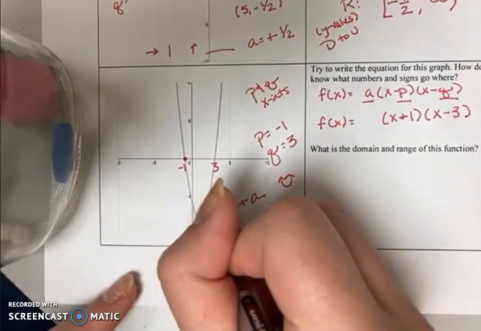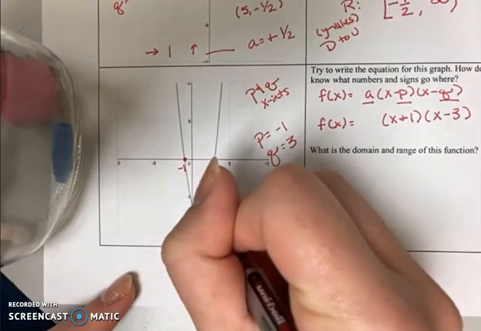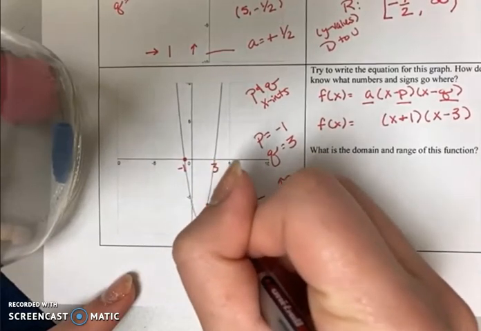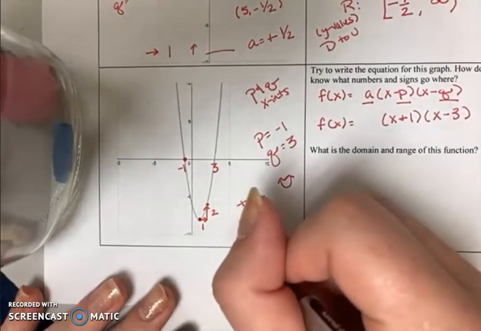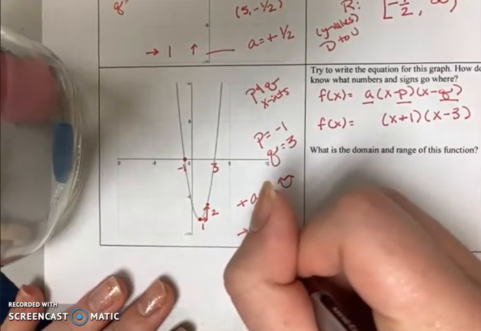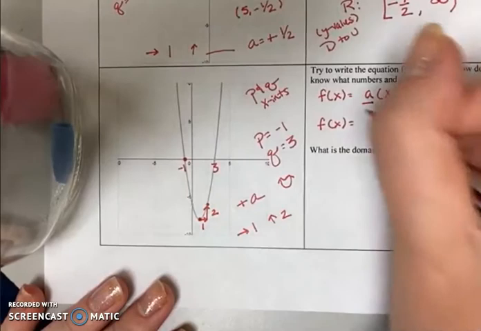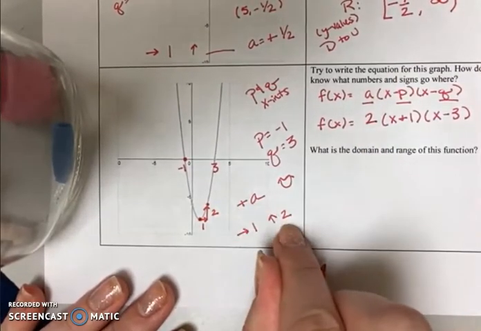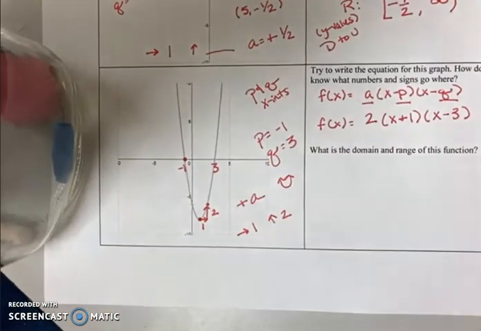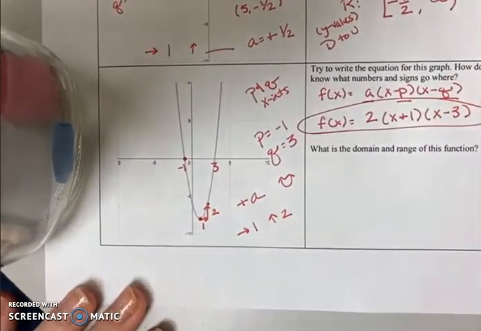So if I move 1 unit to the right, I want you to notice that to get from this point to this point, I have to move 2 units up. So that means, again, since I moved 1 unit to the right and up 2 units, a is going to be a positive 2. So I put a 2 here. That is our equation.